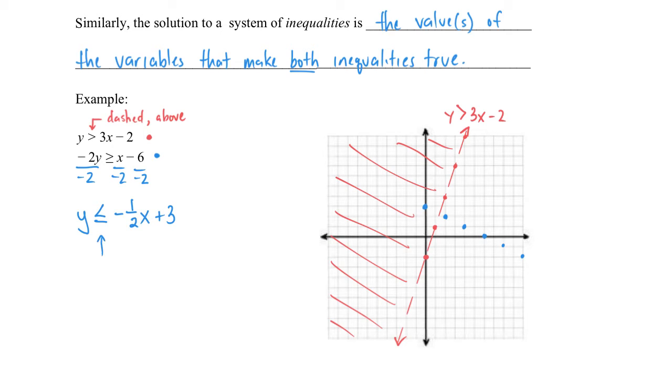This symbol right here means we have a solid line because it's equal to and it's less than, so we're going to shade below. So I'm going to put in a solid line. Here's my solid line. Arrows, label. I always label with the original, or at least I try to always label with the original. And now I'm shading below.